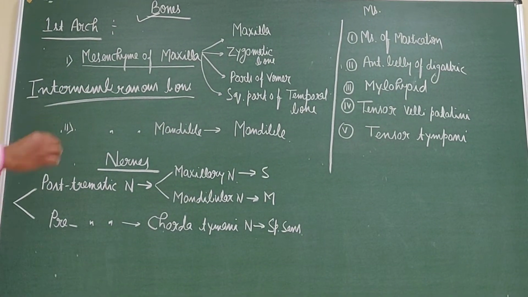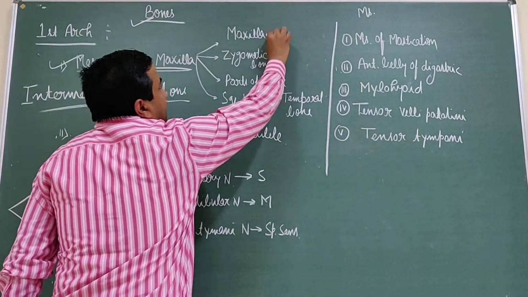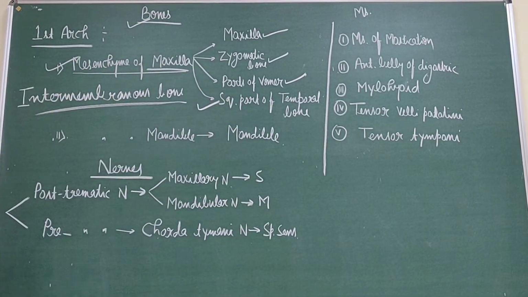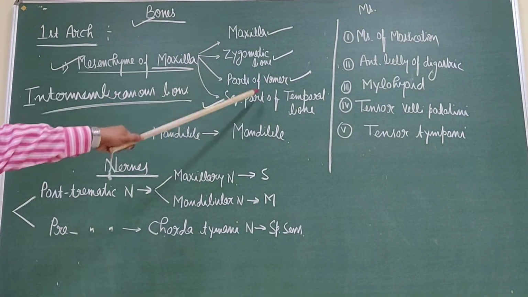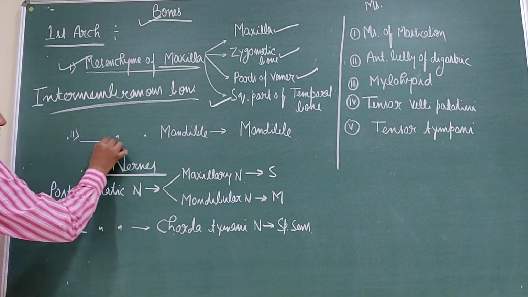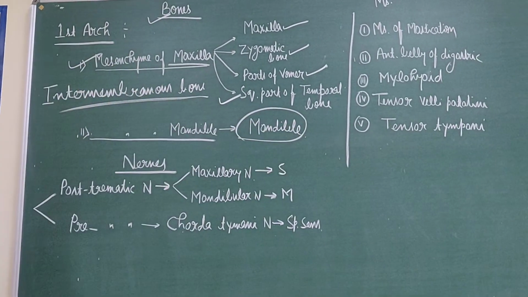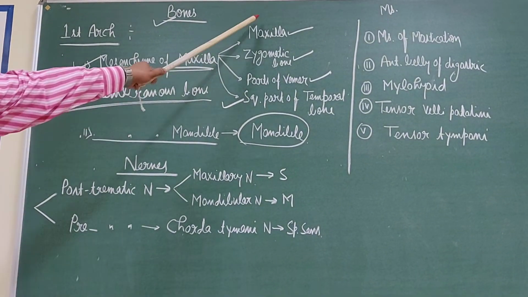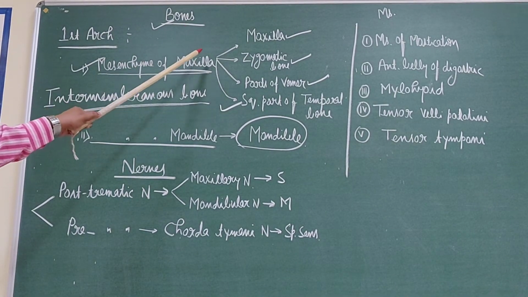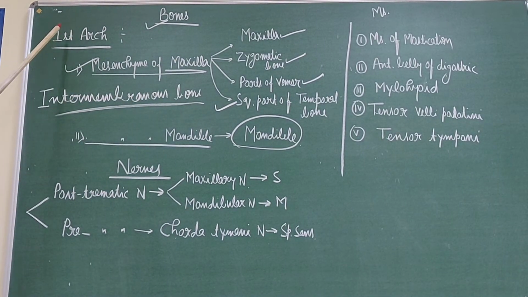Now, this mesenchyme of the maxilla forms the maxilla, zygomatic bones, parts of the vomer and the squamous part of the temporal bone. So these are the intramembranous bones. While the mesenchyme of the mandible forms the lower jaw, that is the mandible. So these are the bones that are derived from the mesenchyme of the maxilla and the mandible, and these two processes are the parts of the first arch.